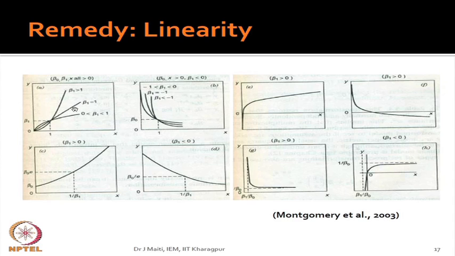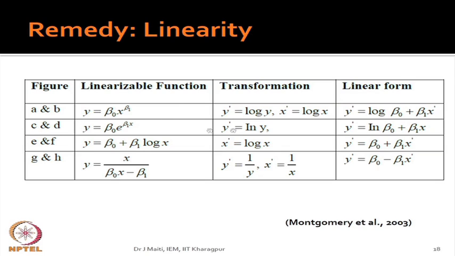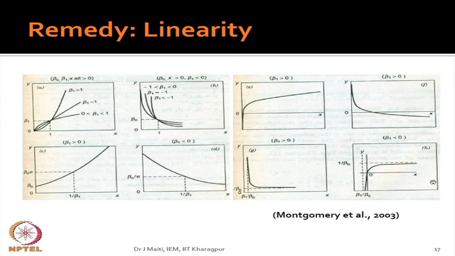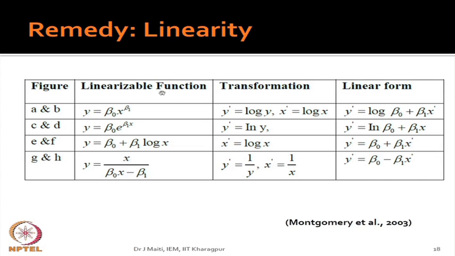Suppose the relationship is like the first one, then what will you do? For A and B, the transformation is y dash equal to log y, x dash equal to log x. This is very useful, because you can always develop this scatter plot. Once you know this, you see the relationship. Then for figure A and B, the linearizable function is y equal to beta 0 x to the power beta 1. Now if you take the log of this equation, then log y equals log beta 0 plus beta 1 log x.